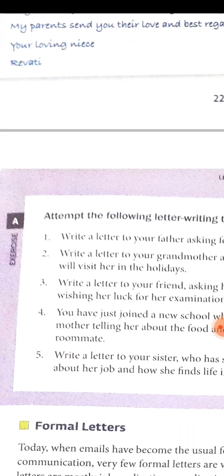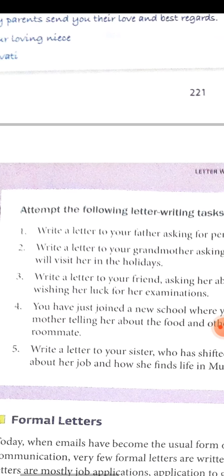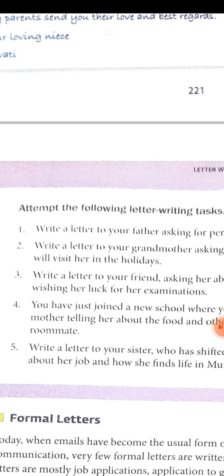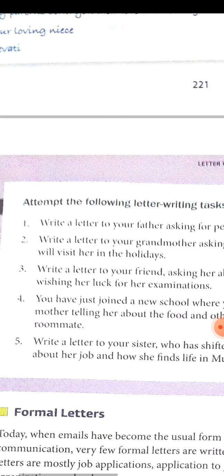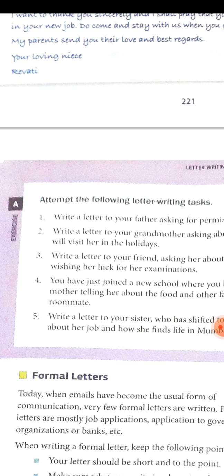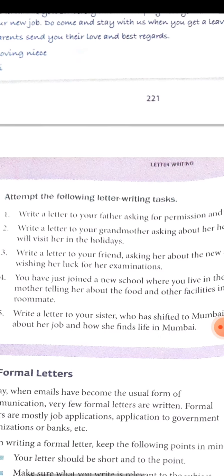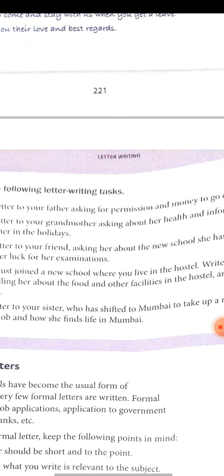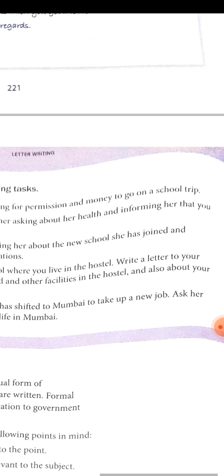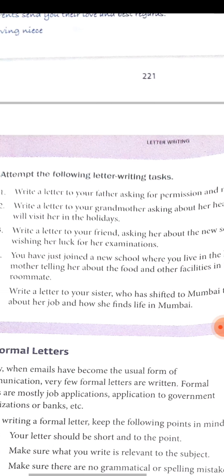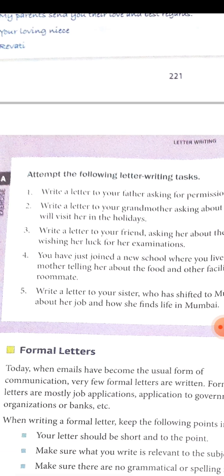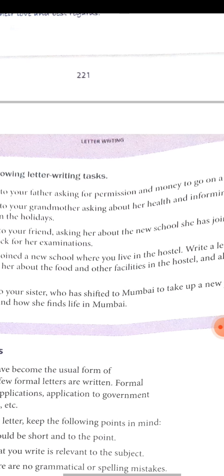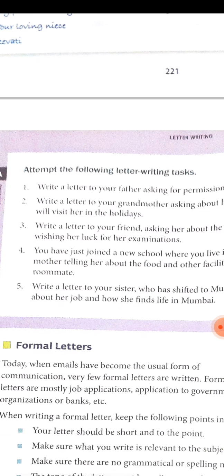Now we will see exercise A. That is, attempt the following letter writing tasks. You have to write a letter on any one of the topics. The first topic is: write a letter to your father asking for permission and money to go on a school trip. So you have to write a letter to your father asking permission from him and also asking money from him to go for a school trip.